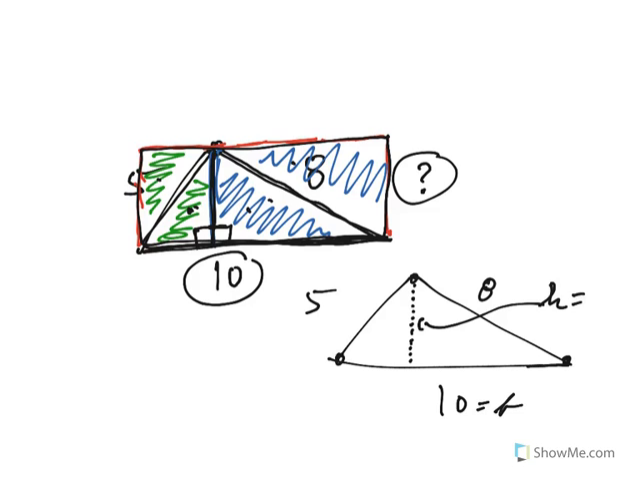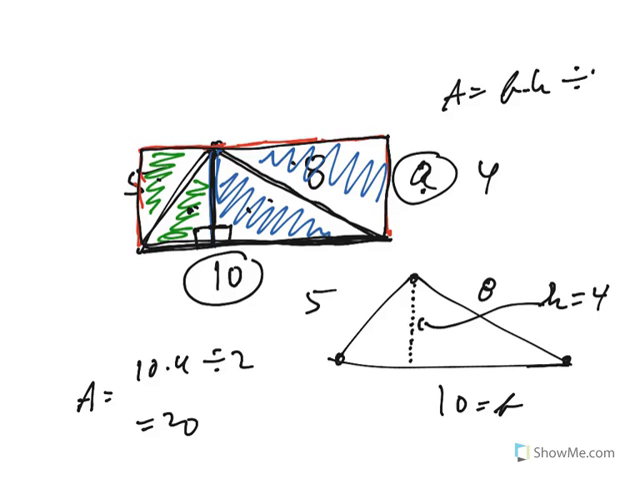And I'm going to tell you that it's 4. Just telling you it. So the area, the 4 would be this also. So the area would be 10 times 4 divided by 2, which is 20. So the area of a triangle is base times height divided by 2. And this is the base.